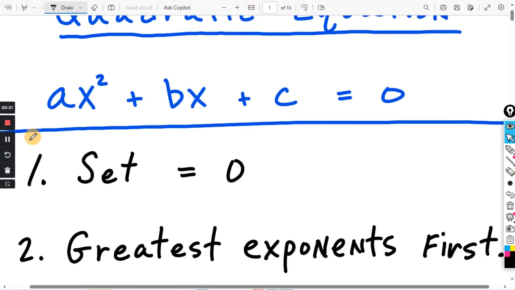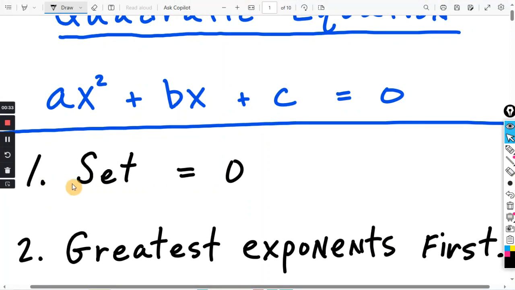So the two steps are, number one, set the equation equal to 0, so that's first. And the other step is to write the greatest exponents first. So the x squared is the one that's written first, the x is written second, and then the constant term with no variable is written last.